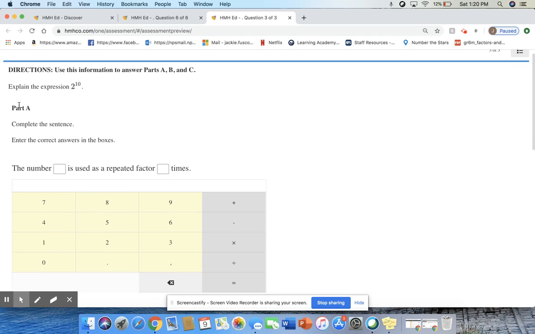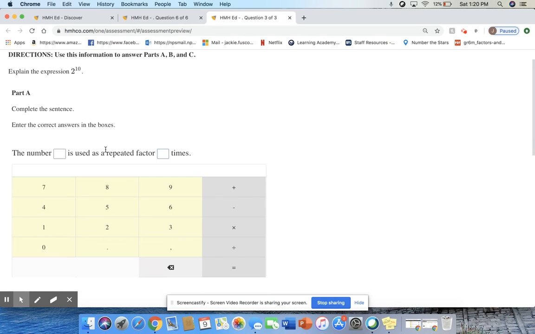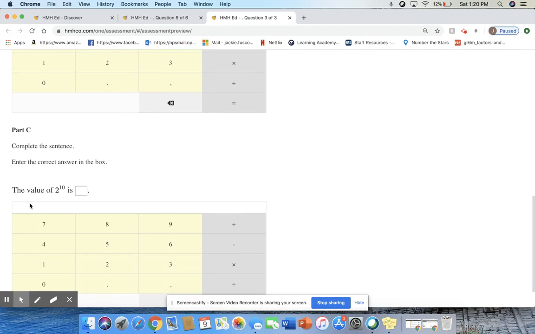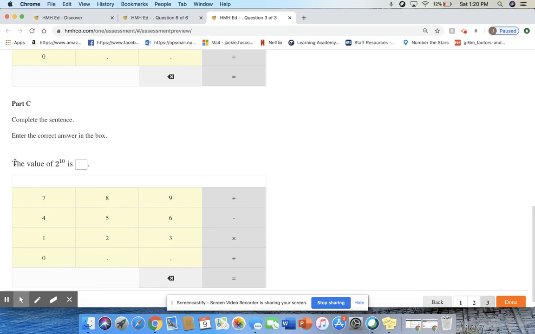Number 3 asks you to explain 2 to the 10th power. You have to answer parts A, B, and C. Complete the sentence for part A. Part B also says complete the sentence. The base of the expression is blank and the exponent is blank. Part C, it wants you to complete the sentence by finding the value. So what is 2 to the 10th power if you multiplied it out?